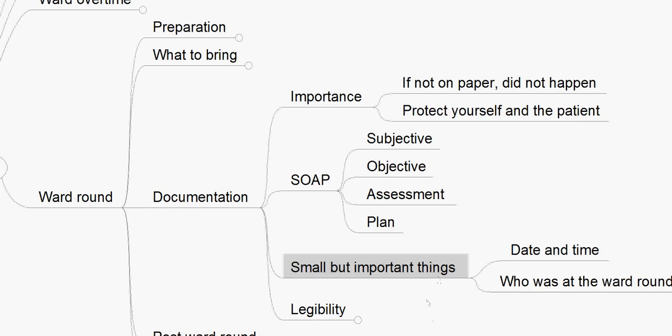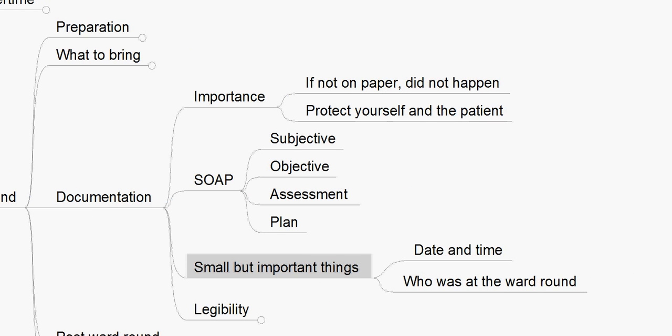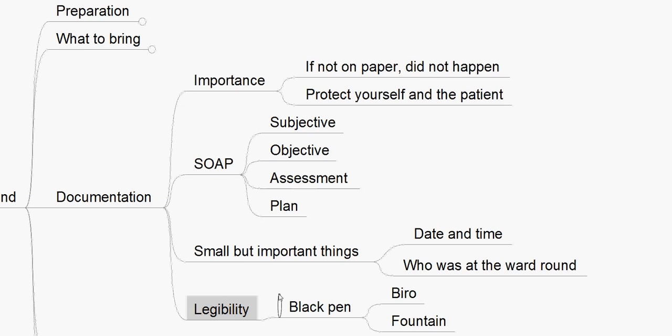3 small but important things. Make sure when you're documenting, always put the date and time at the left hand upper corner, and also to write who was there at the ward round. So if your consultant was there, make sure that you write their name there. If your registrar was there, make sure you write their name. If you were there, make sure that you write your name as well, as well as include other people that might be on the ward round, including medical students and other nursing staff, if relevant.